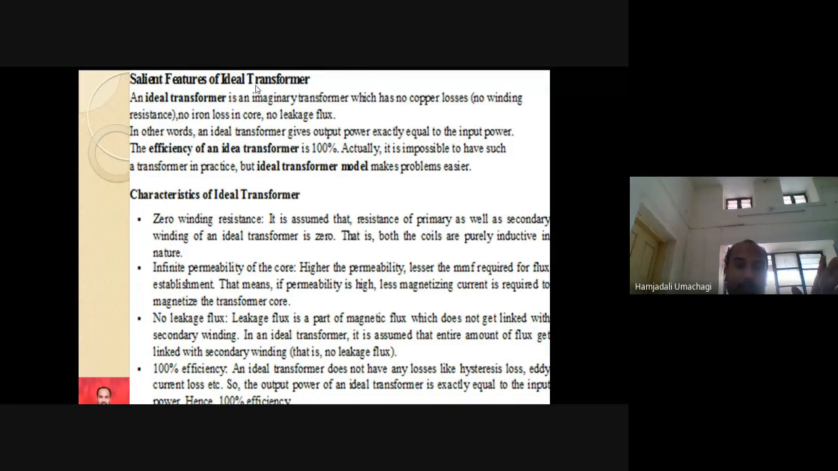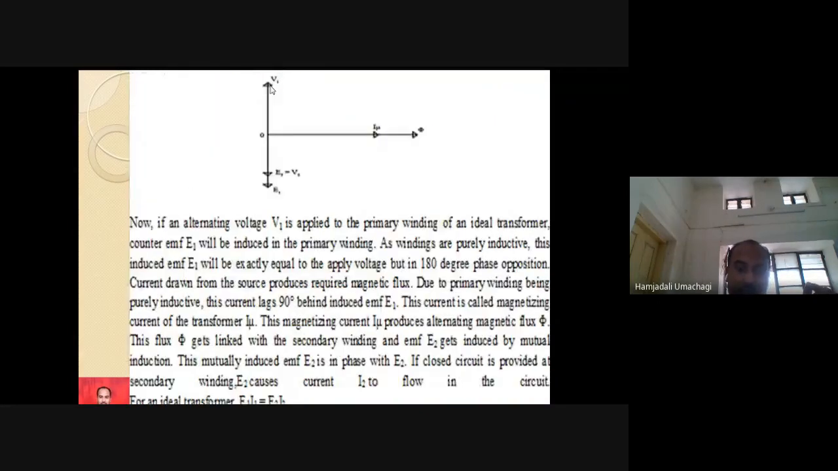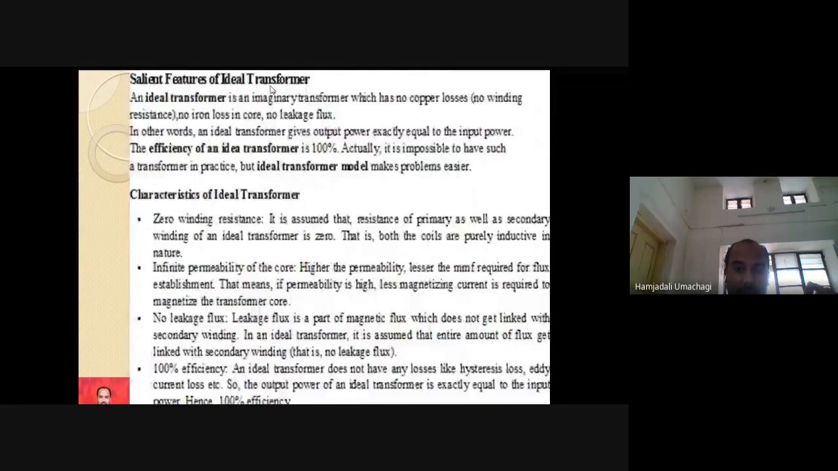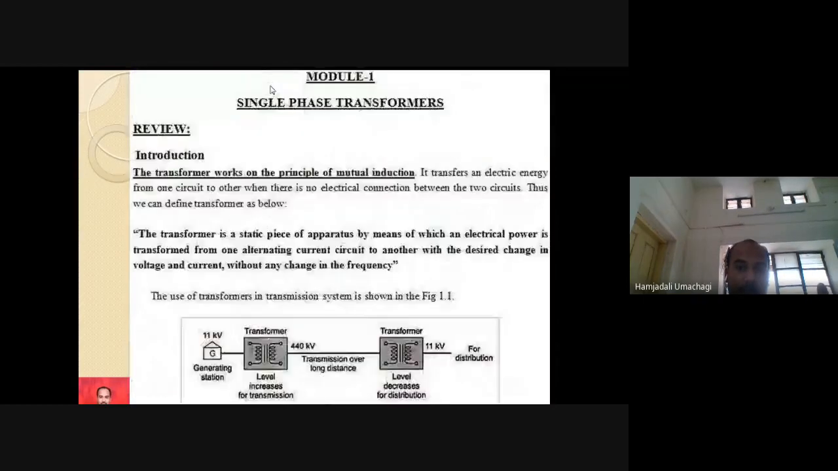So before studying the actual syllabus, we are just making clear how the ideal transformer should be. What are its characteristics? There should be no iron loss, no leakage flux, and no copper loss. If these losses are zero, then automatically I can say efficiency is 100%. But it is not possible in real time. There will be copper loss, iron loss, and leakage in the flux. Due to all these things, your efficiency is not 100%. How that ideal transformer is different from a real-time practical transformer, we will discuss in the next class.